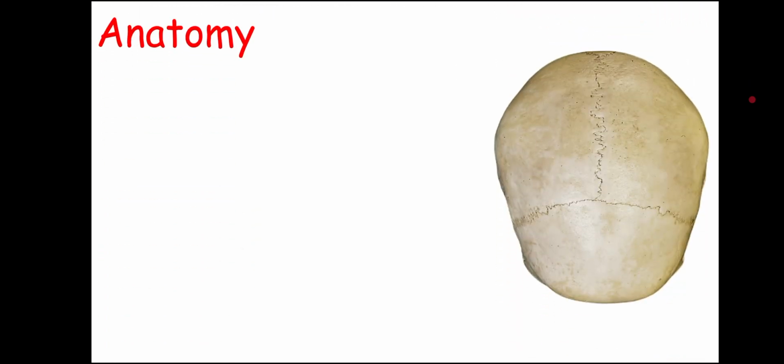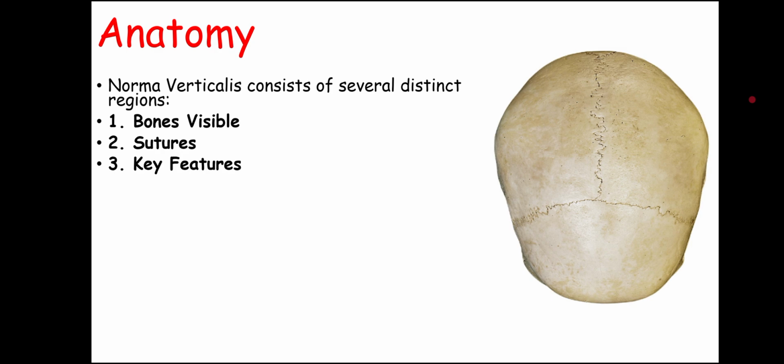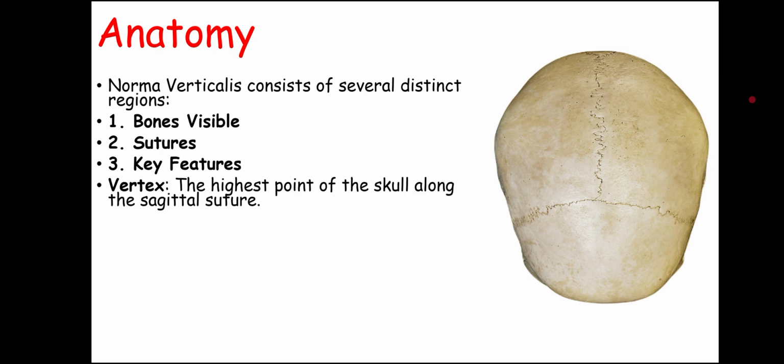Talking about the anatomy, Norma verticalis consists of several distinct regions. They are the bones visible and sutures we will talk about, and then we will talk about the key features. Key features of Norma verticalis include vertex, that is the highest point of the skull along the sagittal suture.